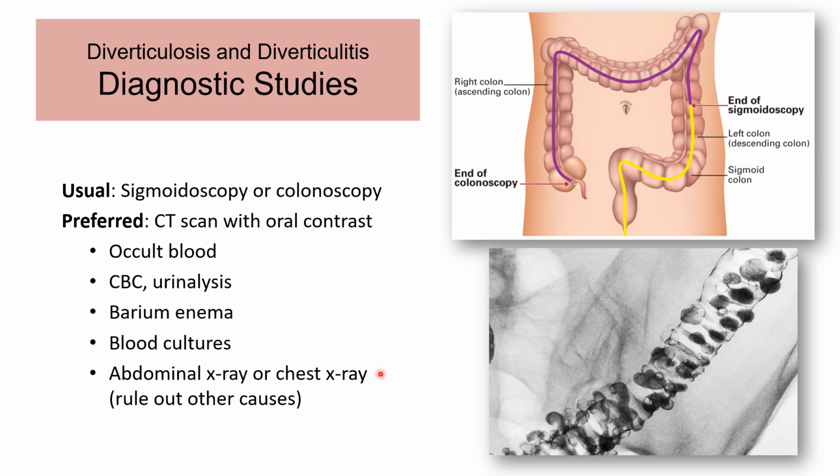So diagnostic studies, we can do a colonoscopy or a sigmoidoscopy. They can stick the camera through the anus, and they'll know right away if there is a presence of those diverticula pouches. CT scan with oral contrast will light it up like you see here in this bottom picture. We want to check for blood in the stool, CBC, barium enema, blood cultures, x-rays.